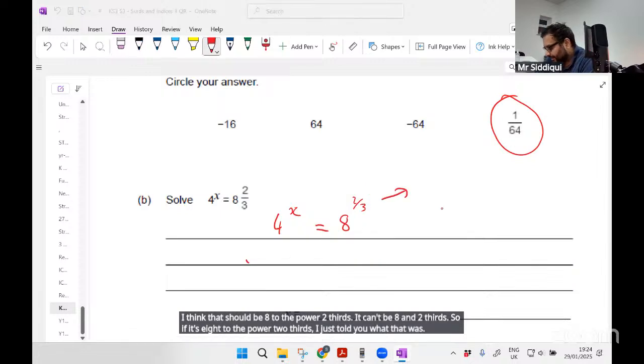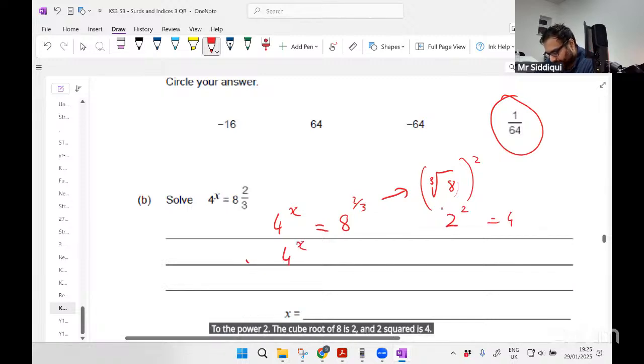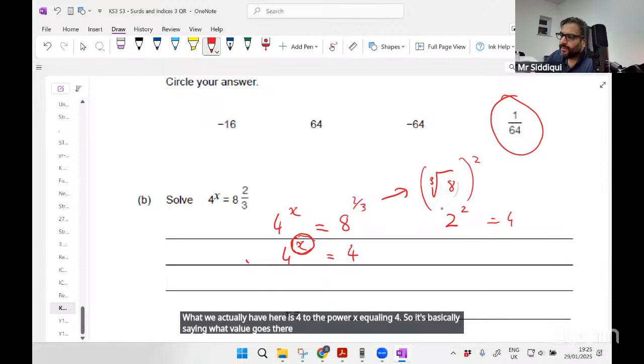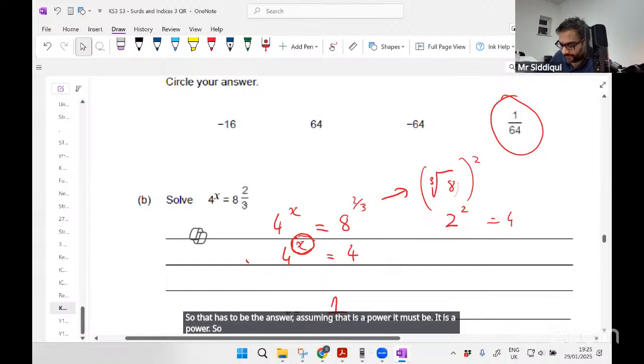Remember, that is the cube root of 8 to the power 2. The cube root of 8 is 2, and 2 squared is 4. So what we actually have here is 4 to the power x equaling 4. So it's basically saying what value goes there so that the answer is 4. Well, it's just 1 because a number to the power 1 just doesn't change. So that has to be the answer. Assuming that is a power, it must be. It is a power. So that is a difficult indices question.